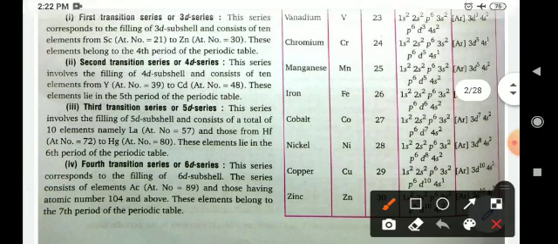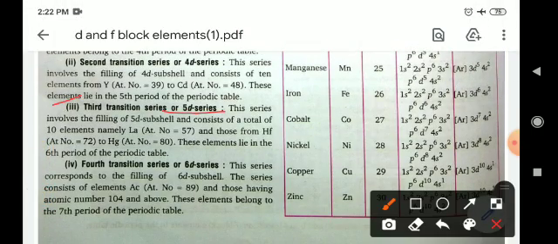Next, the third transition series is the 5D series. This series involves the filling of the 5D subshell and consists of a total of 10 elements: lanthanum, atomic number 57, and those from hafnium, atomic number 72, to mercury, atomic number 80. These elements lie in the sixth period of the periodic table.